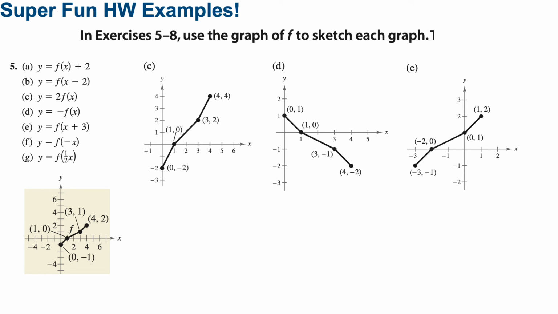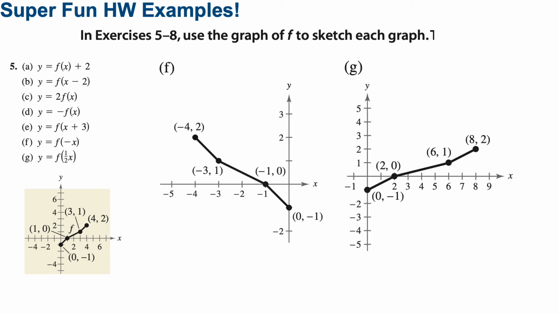And then E was a shift over to the left. So you notice it just goes to the left 3 spaces. 1, 2, 3, here it is. From here, 1, 2, 3, here it is. From (3, 1), it became (0, 1). And then from (4, 2), it moved 3 spaces to the left. So each point was 3 spaces to the left.